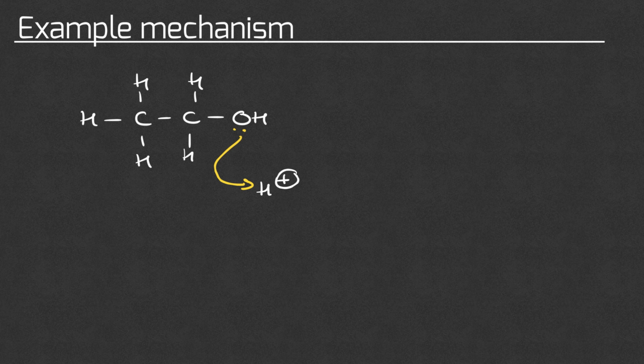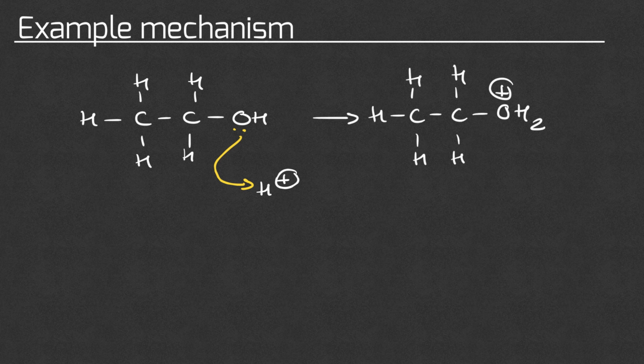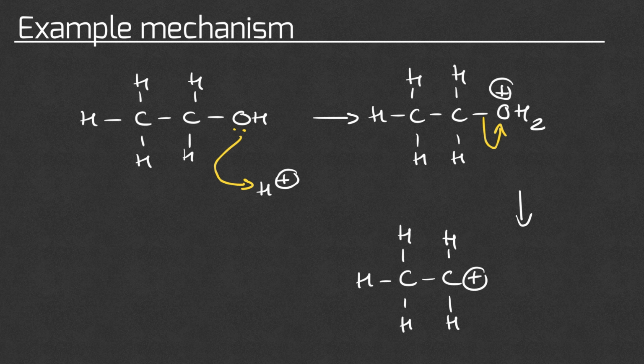The first step of the mechanism would involve the lone pair on the oxygen attacking the H+, forming the following intermediate structure with an OH2+ attached to the carbon, with a positive charge being on the oxygen. This will then leave the molecule, so the carbon-oxygen bond being broken, with the curly arrow going from the middle of the bond to the oxygen atom. Which will produce the following intermediate structure. Note that it's a carbocation, so there's a positive charge on the carbon.